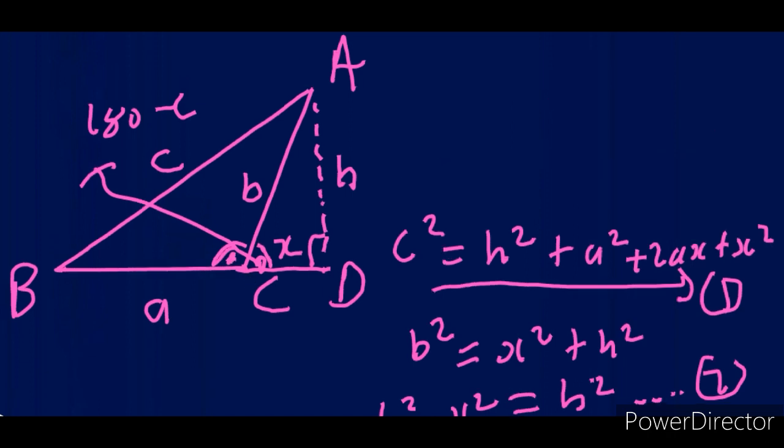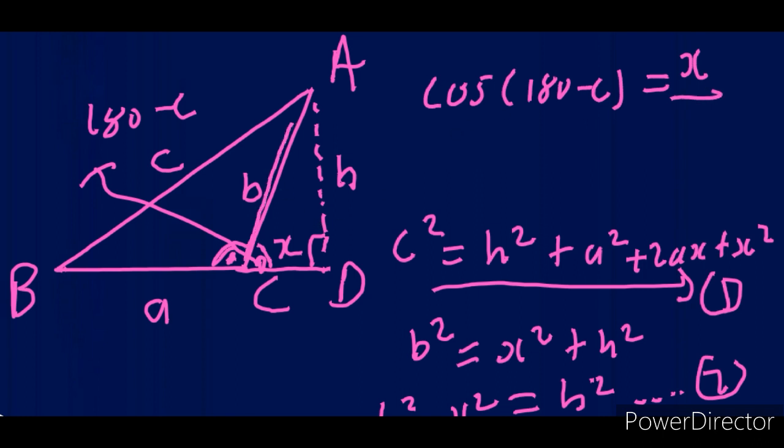If we use trigonometry, we know it's going to be cos because the formula for the cosine rule is cos. We know that cos is adjacent over hypotenuse. So it's going to be cos 180 minus C, because this part is 180 minus C. Cos is equal to the adjacent side, which is x, over the hypotenuse. The hypotenuse side is b. So we're going to have x over b.